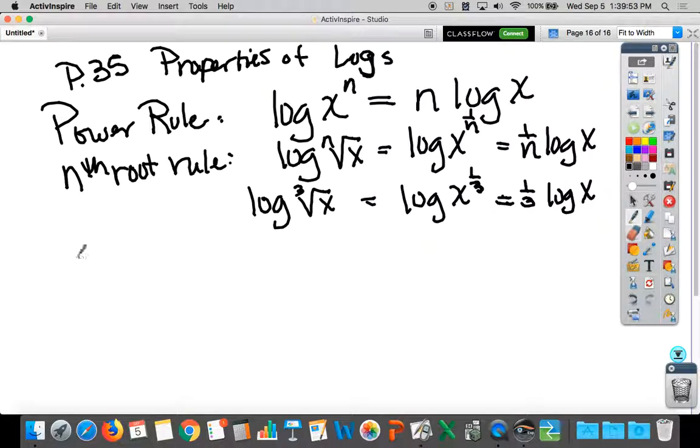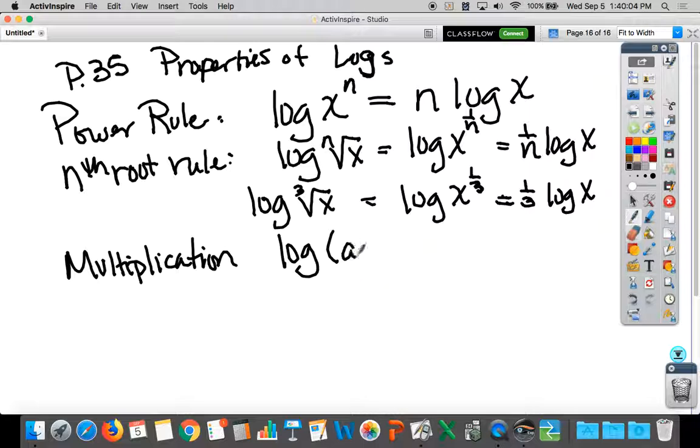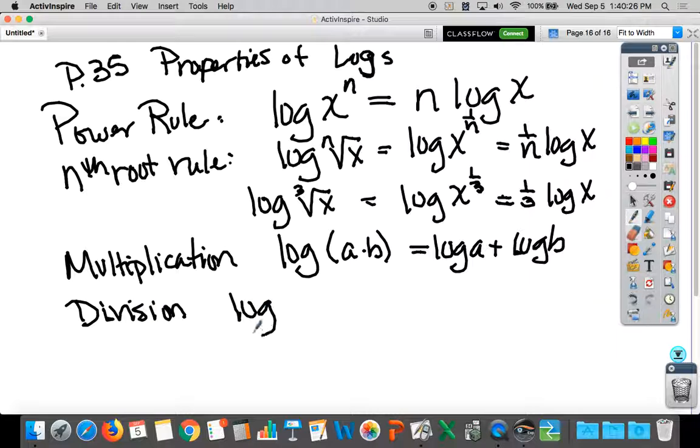Okay, the next one is the multiplication rule. So what that means is that if you are multiplying a times b, one log with a times b, you expand that as log a plus log b. And then the division rule, I think you remember, is if you're dividing a divided by b, you expand that with log a minus log b.